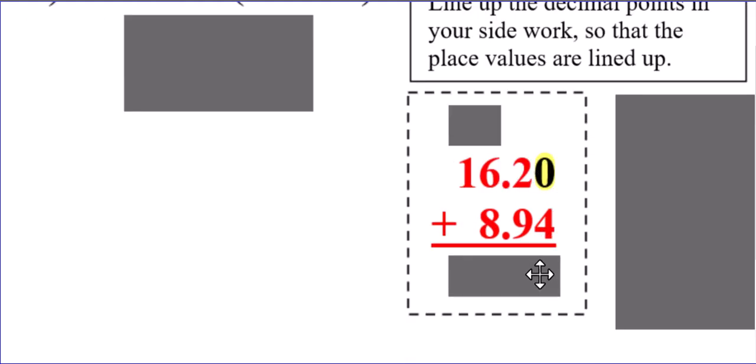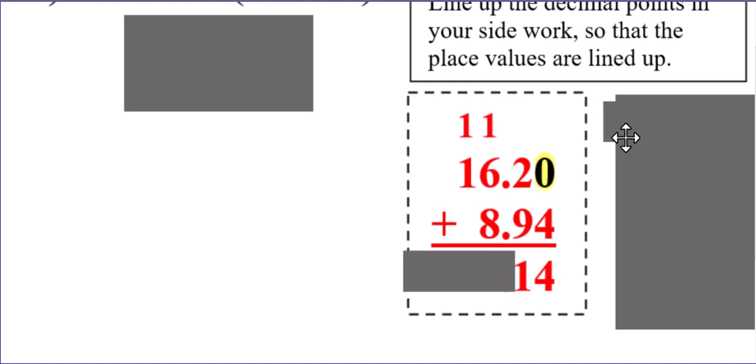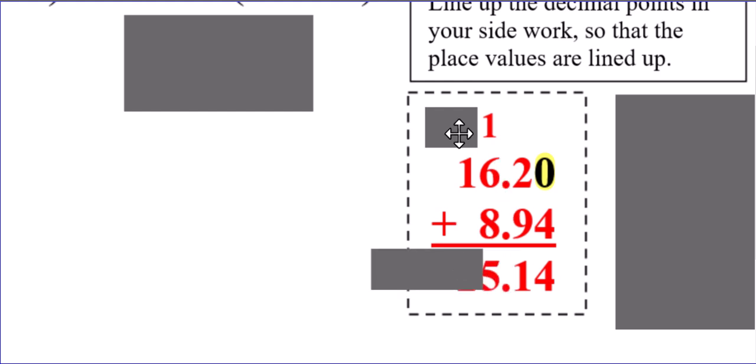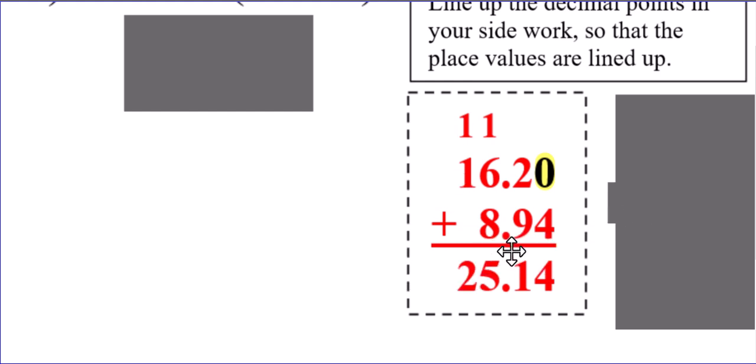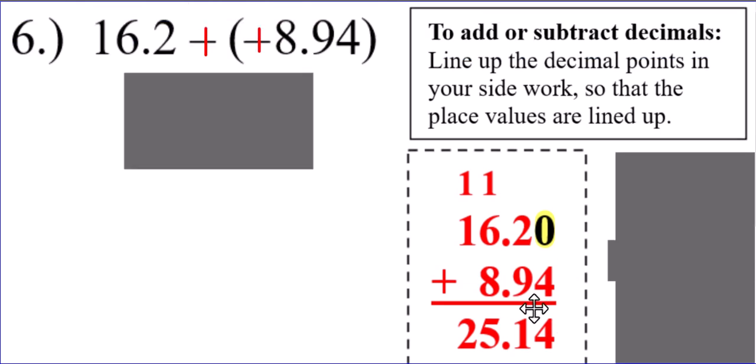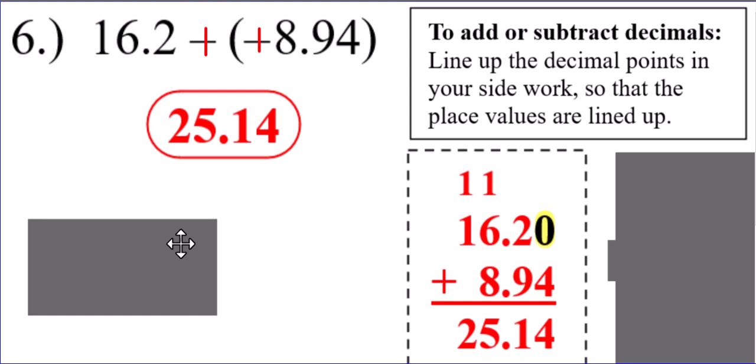0 plus 4 is 4. 2 plus 9 is 11, carry that 1. Oops, sorry, spoiler alert. 1 plus 6 is 7, plus 8 is 15, carry that 1. 1 plus 1 is 2, and you're going to get 25.14. In your side work, should the answer stay positive? Well, yeah, it was a positive plus a positive. Answer will definitely stay positive.